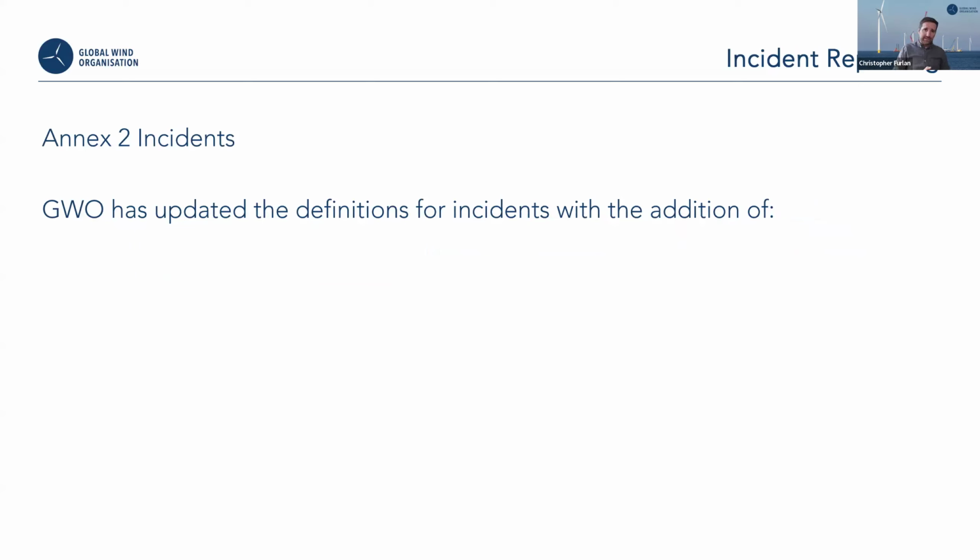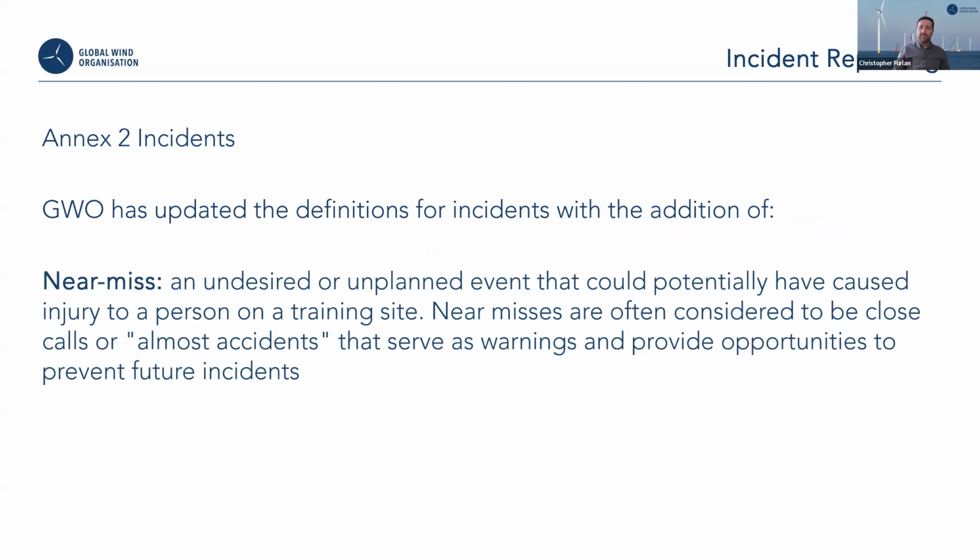Finally, taking it to the final section of the requirements for training, incidents have been updated. We've aligned the definitions of G+. This has resulted in 2 additional definitions. The first one is near miss, which is an undesired or unplanned event that could potentially have caused injury to a person on a training site. Near misses are often considered to be close calls, almost accidents that serve as warnings and provide opportunities to prevent future incidents. So again, this is a separation from significant near miss to near miss.